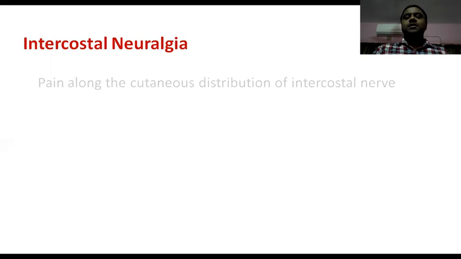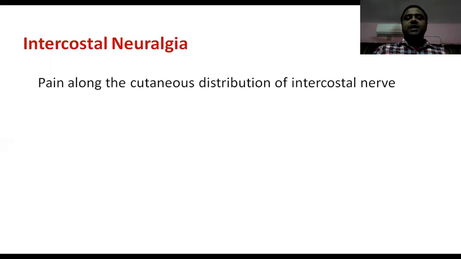One important clinical condition related to the intercostal nerve is known as intercostal neuralgia. Intercostal neuralgia is the pain distributed along the cutaneous supply of the intercostal nerve. That is known as intercostal neuralgia.